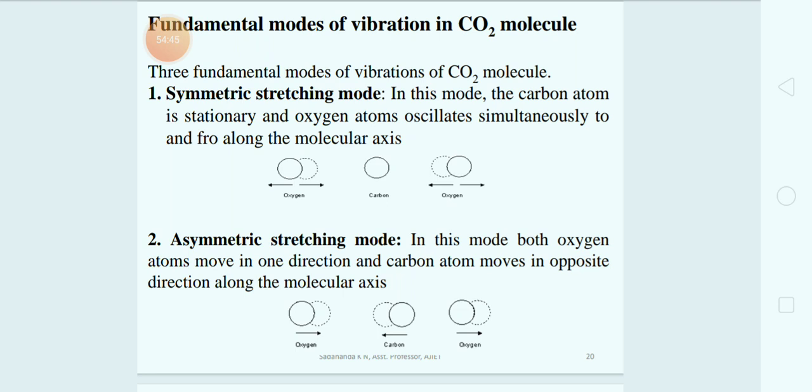Next one is the asymmetric stretching mode. In this mode, both oxygen atoms move in one direction and the carbon atom moves in the opposite direction along the molecular axis. So here it is not in the same direction. In the previous one, the carbon is fixed at one particular position, whereas the oxygen atoms are oscillating simultaneously. Here in this case, both the carbon and the oxygen atoms are vibrating in directions opposite to each other along the molecular axis.